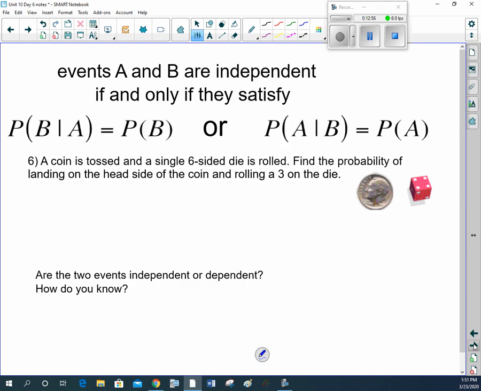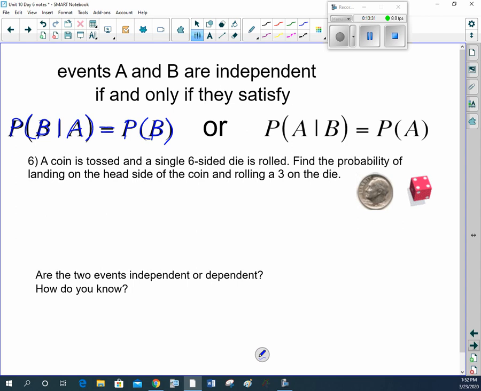Okay, here's another one. This one is going to prove whether the events are independent. So if you're given a condition and you want to show that it's an independent scenario, then what has to happen is that the probability of B given A has to turn out to be equal to the probability of just B. If those two things equal each other, then you have independent events.